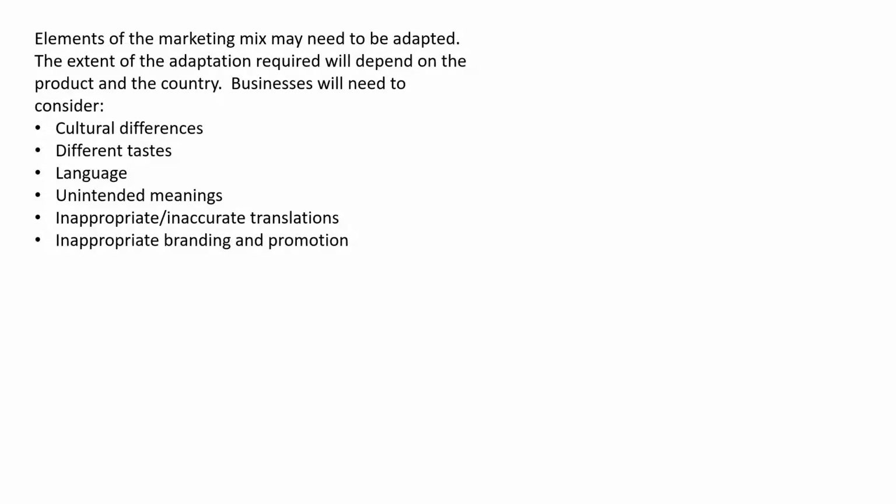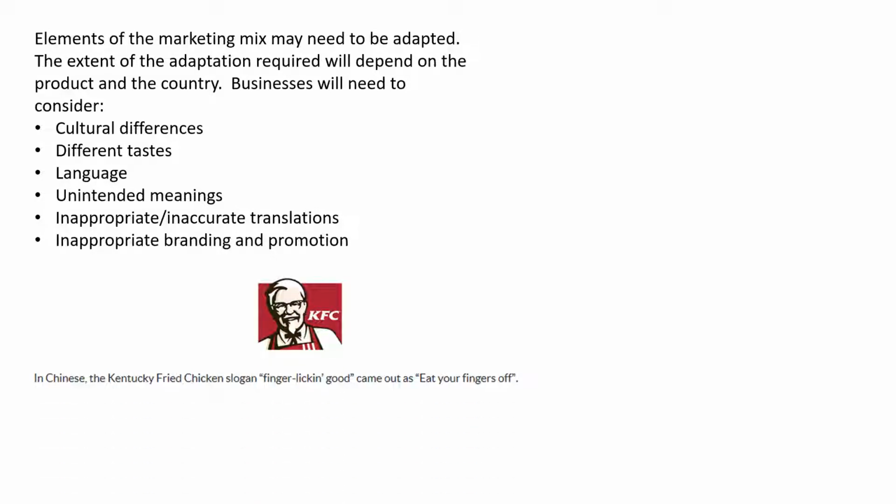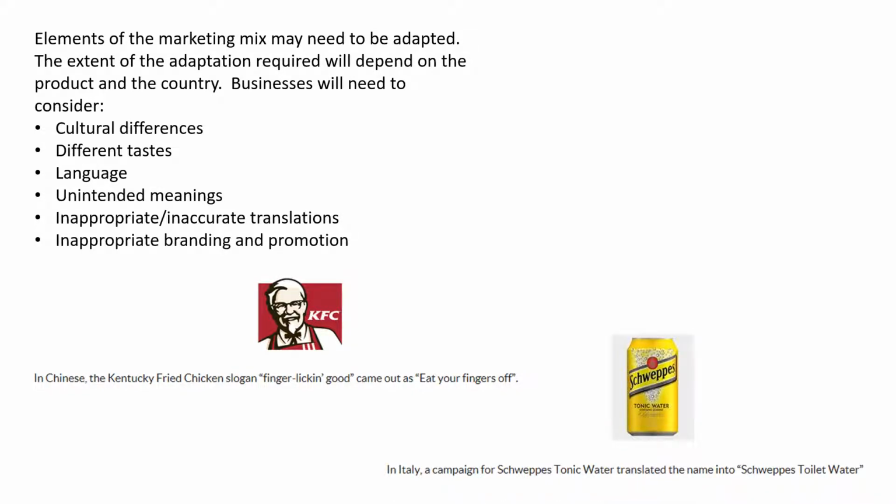So elements of the marketing mix may need to be adapted as we enter a new market, and the extent of the adaptation required will depend upon the product and the country itself. We might want to consider things like cultural differences, differences in taste, languages, unintended meanings, and so on. So for example, the Kentucky Fried Chicken slogan, "Finger licking good," when it was translated into Chinese, came out as "Eat your fingers off." When Schweppes tonic water was released into Italy, a campaign translated the name literally into Schweppes toilet water. So you have to be aware of these things.